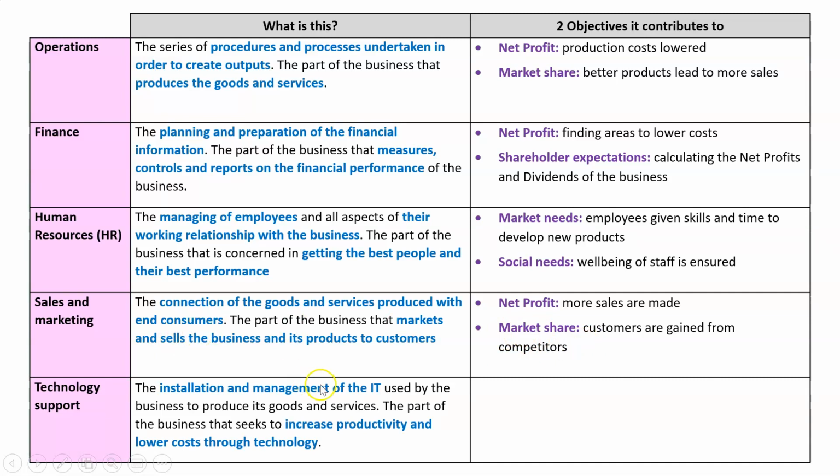Lastly, we have IT, or technology support, the installation and management of the IT, but basically it's concerned about the whole business's productivity, because everybody needs IT. All these other areas need IT to support them. The two most obvious objectives it will achieve: you can have online sales, which will increase your market share, but also meeting customer needs, market needs. You can communicate better using IT. Obviously, most people now do everything online, and you need back-end technology support to make sure you can communicate effectively with those customers.